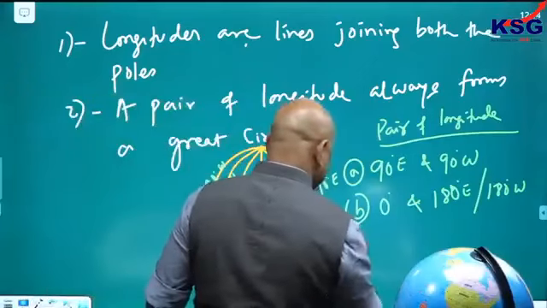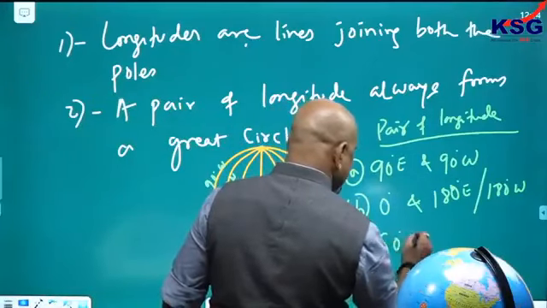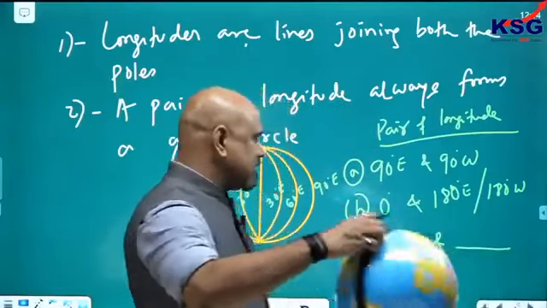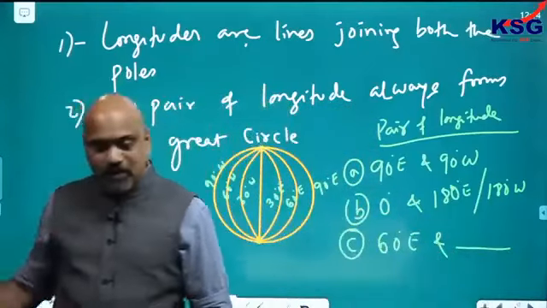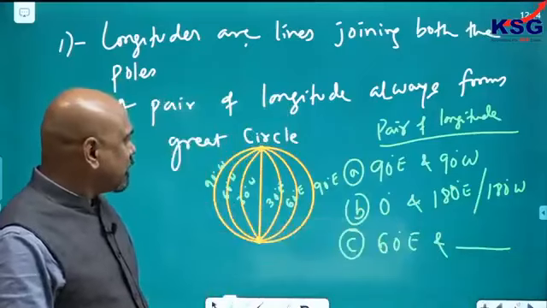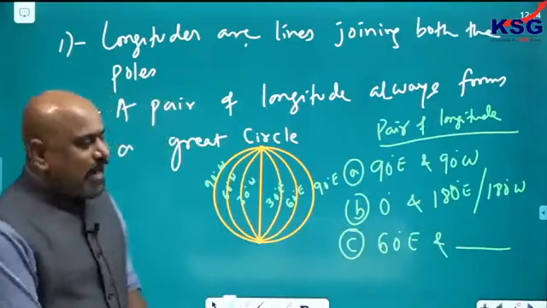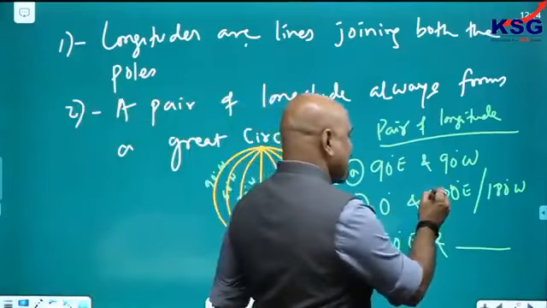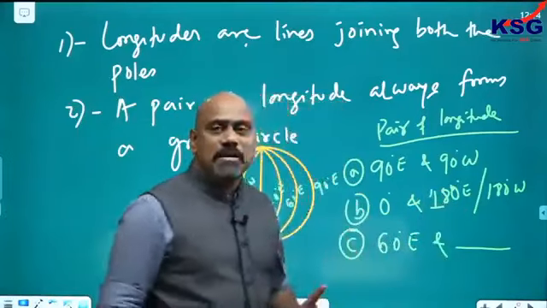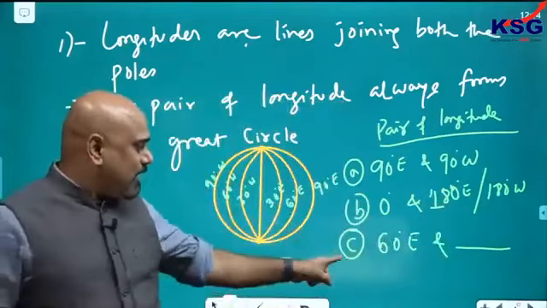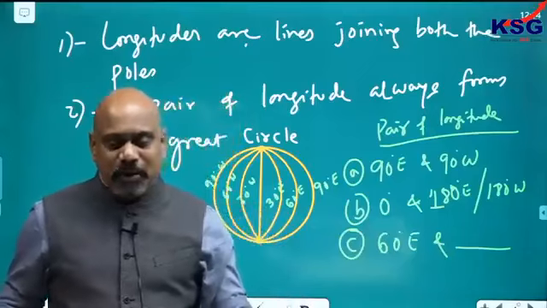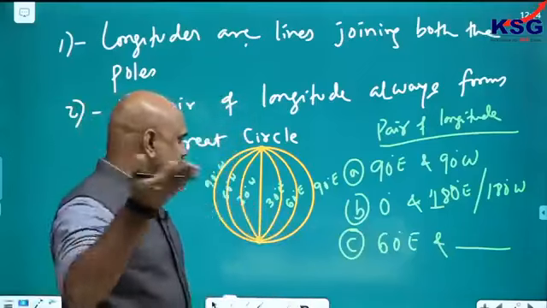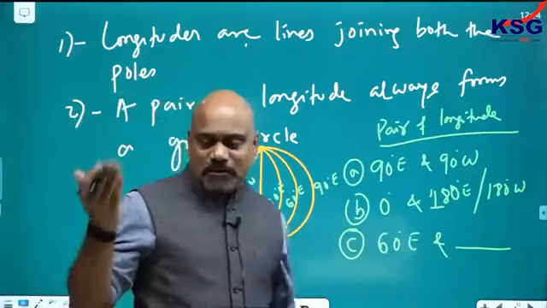Let us say it is 60 degree east, and which one will be the pair of longitude? Now you tell me, 60 degree east, and what will be the value on the opposite side to be a pair of longitude? Please tell me immediately. Give me the answer, please.